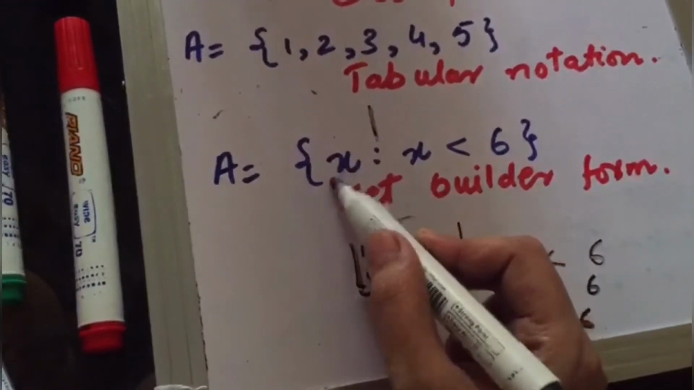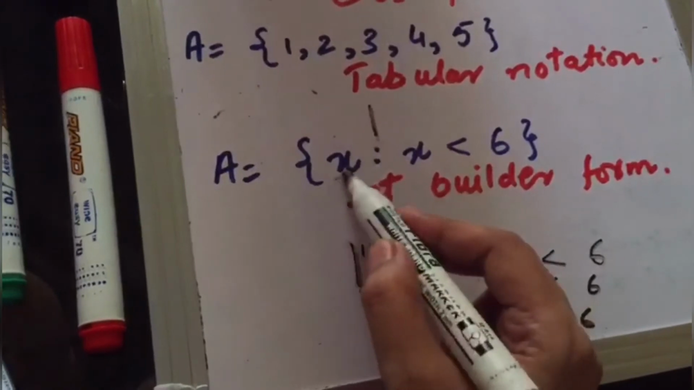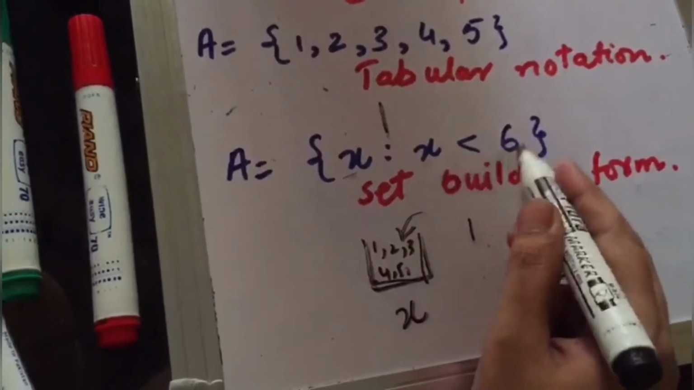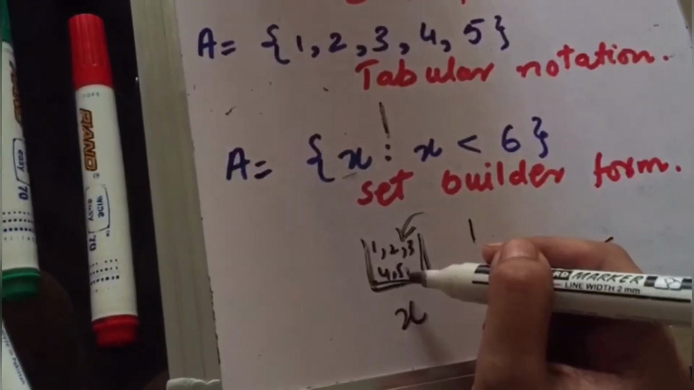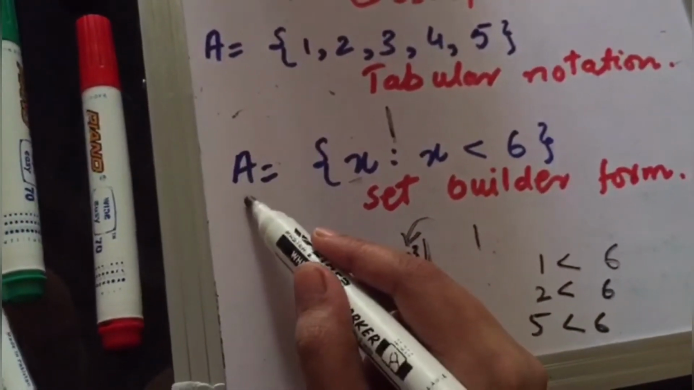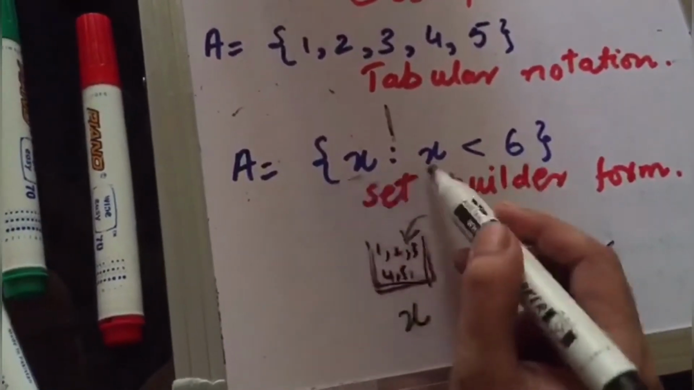So this X, you can suppose that this X is a box in which all these elements are stored. Now what about this? This is the name of this box.